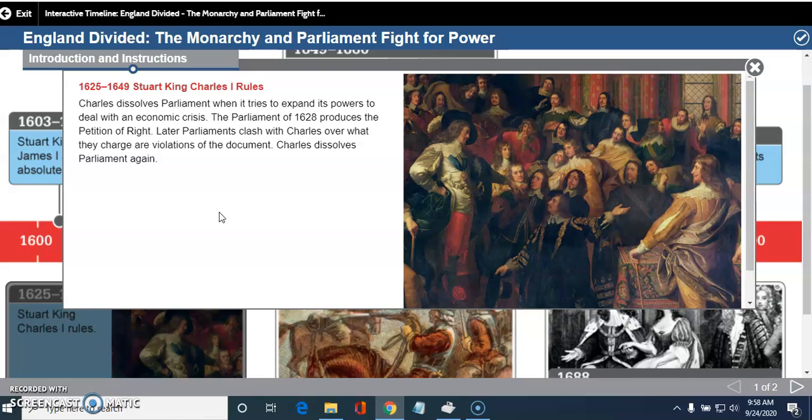He dissolves Parliament. That would be kind of like the President of the United States going into the Senate and the House of Representatives with a bunch of Marines and basically ordering them out of the chamber and saying, you no longer make laws, I make the laws. That is what happened in England, and it's kind of unbelievable that that might happen today.